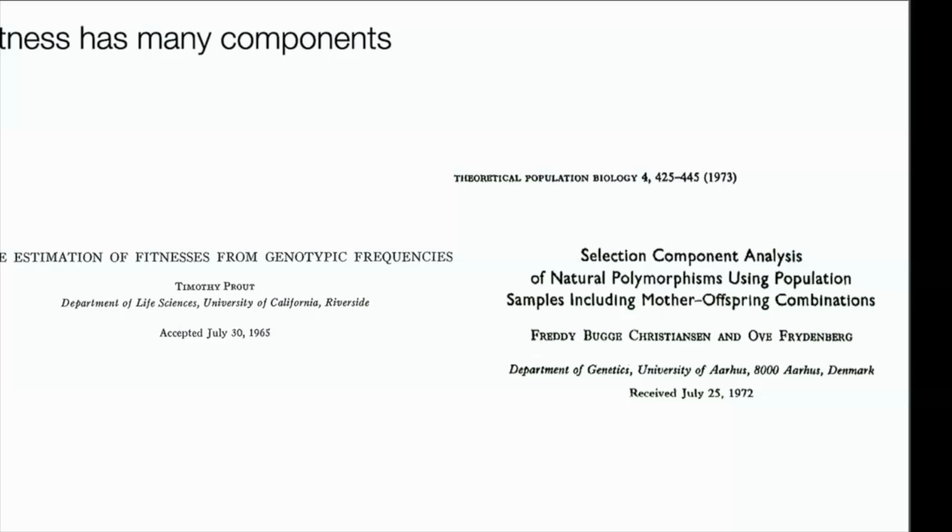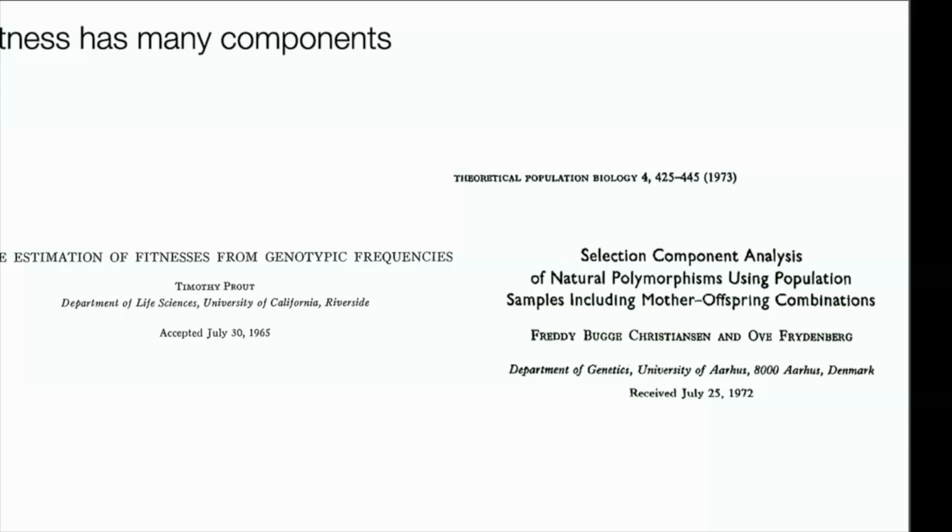The selection component analysis basically tests for selection by looking at differences in genotype frequencies between individuals in different life stages. But in nature, we know that environment can play a really large role, and so we wanted to be able to somehow control for environmental variation.